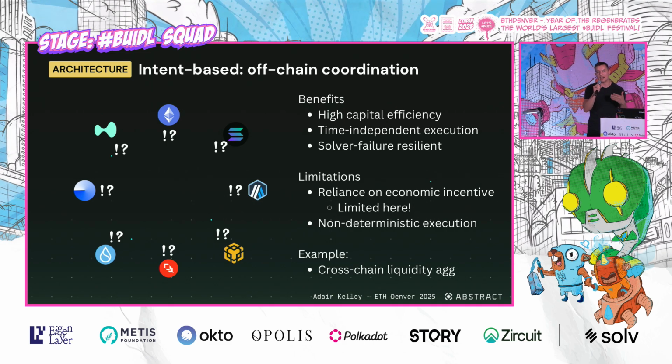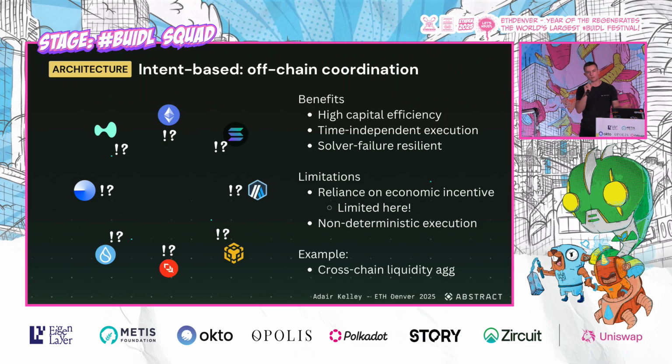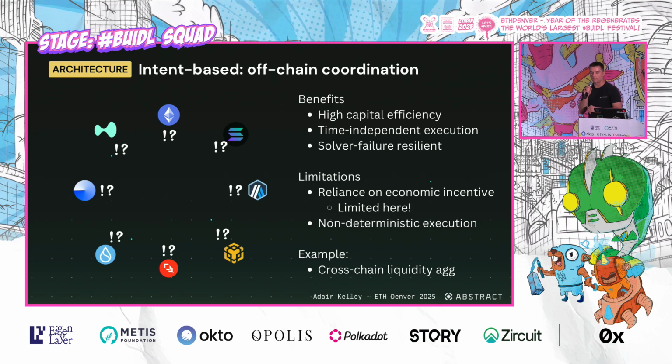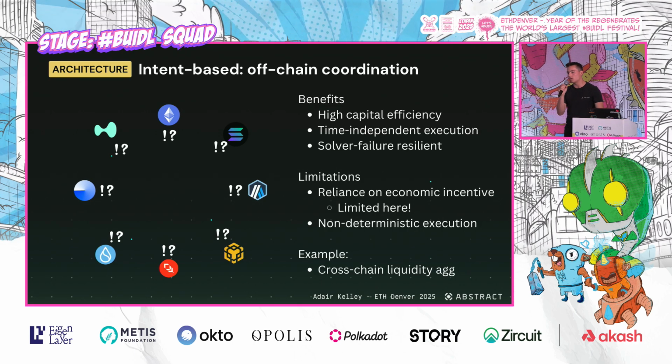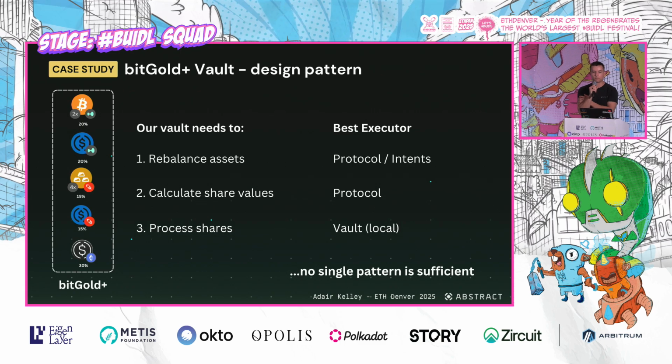This protocol is actually not able to be intentified because there are no tokens associated with those actions, and you need to verify the finality of the origin chain. So you end up with also non-deterministic execution. You don't know what the message is once you execute it, what it's going to be.